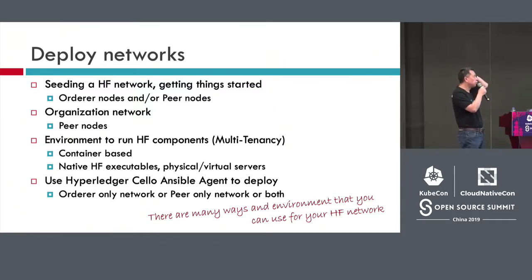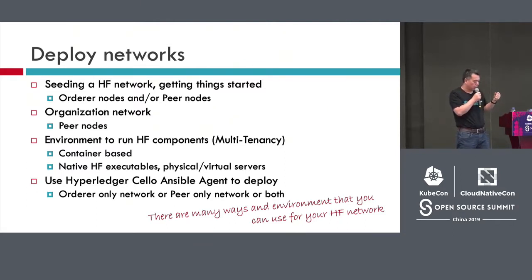So normally you would set up orderer nodes, and then maybe peer nodes or not, right? But orderer nodes have to be there first for you to have a Fabric network. If you don't have an ordering system, you don't have a Fabric network. Okay.